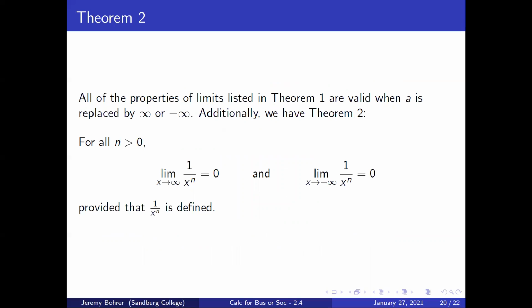All of the properties of limits listed in Theorem 1 are valid when a is replaced by infinity or negative infinity. Additionally, we have Theorem 2. For all n greater than 0, the limit as x approaches infinity of 1 over x to the n is equal to 0, and the limit as x approaches negative infinity of 1 over x to the n equals 0, provided that 1 over x to the n is defined.